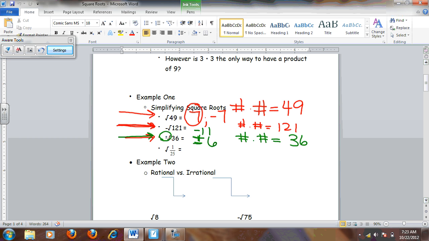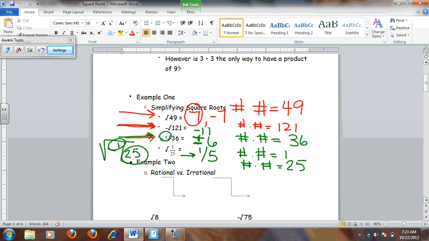Last one in example 1. Following that example, the square root of 1/25. Ooh, we have a fraction. When we're finding the square root of a fraction, we're finding the square root of the numerator and the square root of the denominator. So what number times itself will equal 1? 1. And what number times itself will equal 25? 5. So the square root of 1/25 is 1/5.